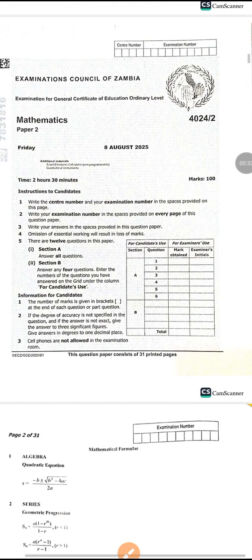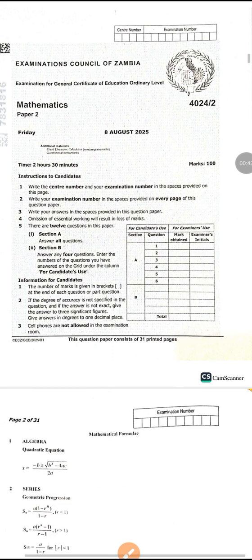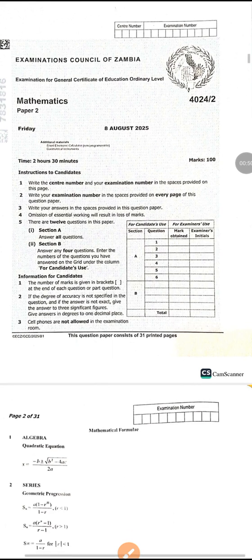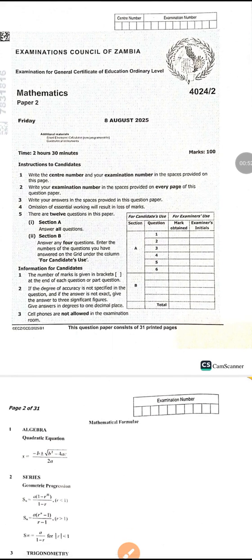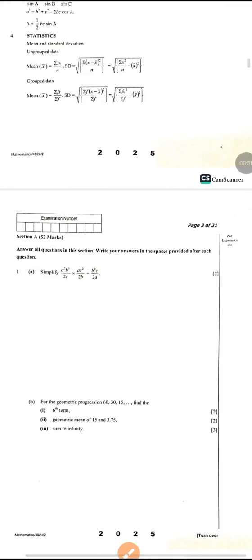Let me go through this paper as soon as possible so you can get the overview of this paper. Why am I doing so? It is very important to note how the GCE wrote their exams, the kind of questions the examiners prepared, because you then have a prediction of your paper. Okay, let's get started. We are having our first question here.